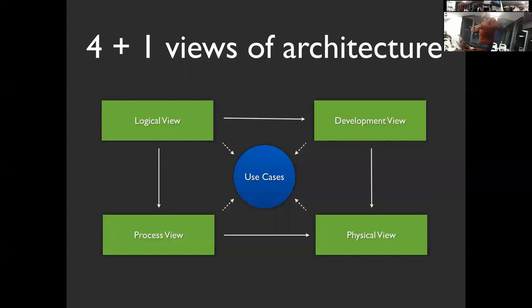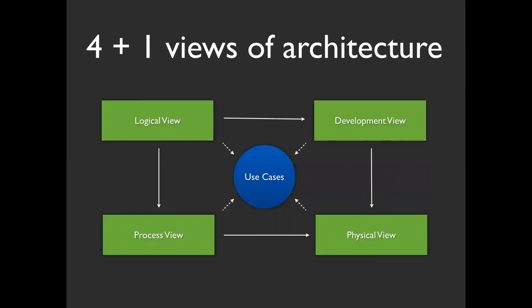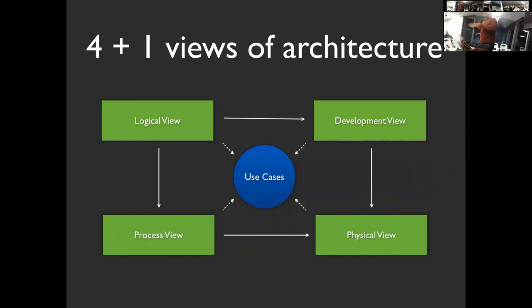And they're bound together by the use cases of the system. If you take any particular use case, for example, pay out this claim, then you should be able to go back and look at any of these views and identify, if we're going to make this use case happen, where does the code come from? Where is it running? What's the logical architecture of it? What's the physical layout of it in production?